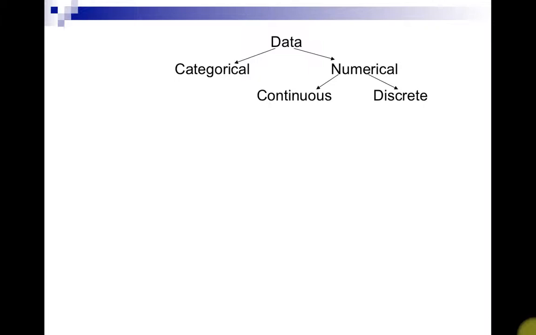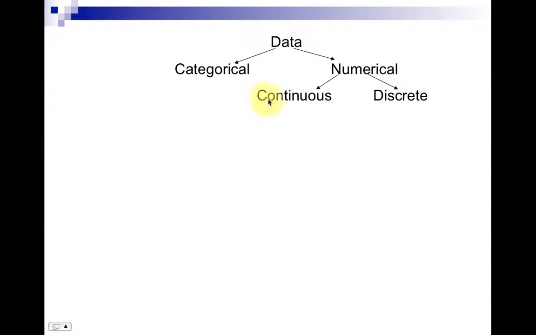Okay, so here's our breakdown of data. All data can either be considered categorical or numerical. The categorical data were those that had questions that could be answered with non-numerical answers, like eye color, nationality, major. Each of those are categorical variables. Numerical variables have number answers, and they can be broken down into either continuous or discrete.